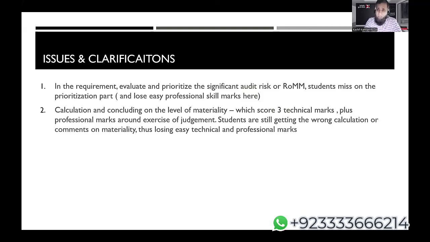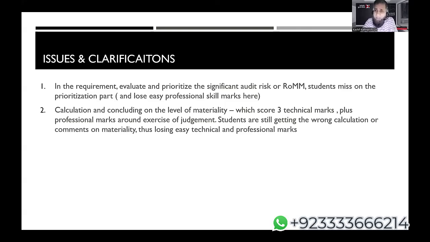Number two, calculation and concluding on the materiality level. Though it's such an easy thing in question number one, students are still not getting the full marks. There are three technical marks around calculation and commenting on the materiality in question number one, where you get a partner email and the partner tells you on which factor you need to determine the materiality. Now, students are still getting that wrong in terms of calculation at AAA level. Number two problem is that you're not giving a sound judgment on the level of materiality you will choose and why. For example, the partner tells you in the email that you need to base your materiality on profit before tax.